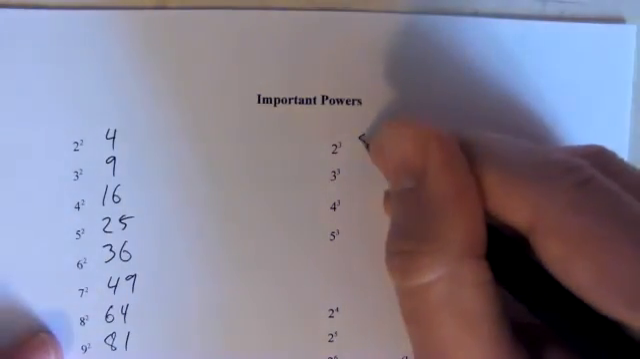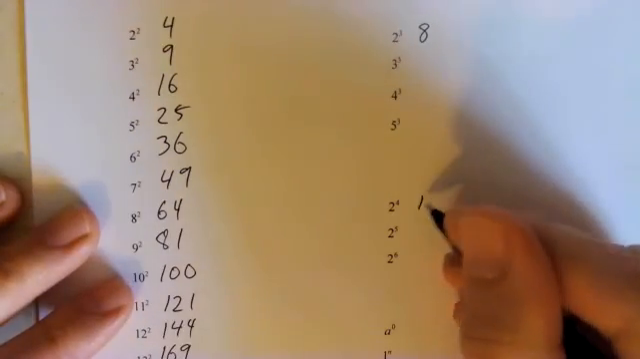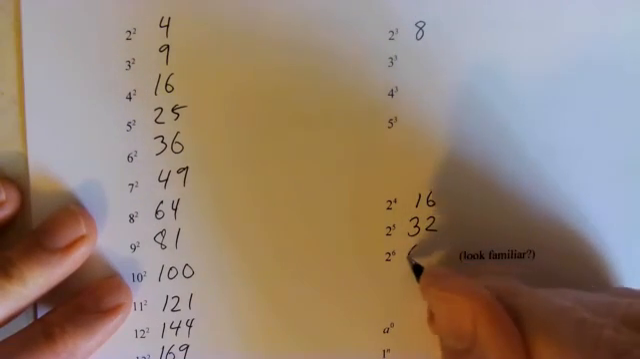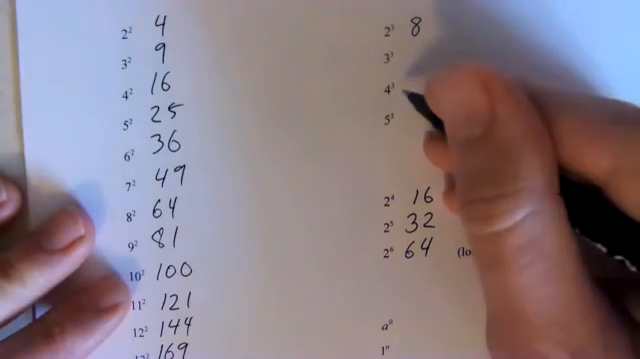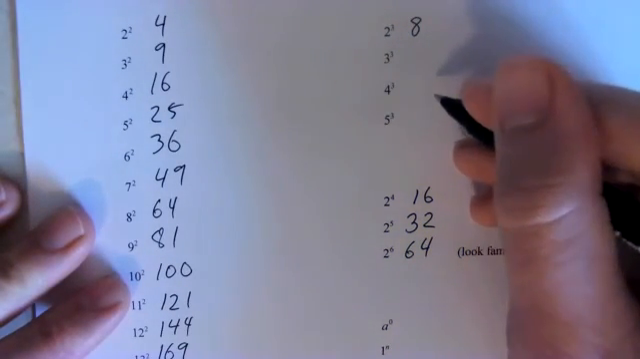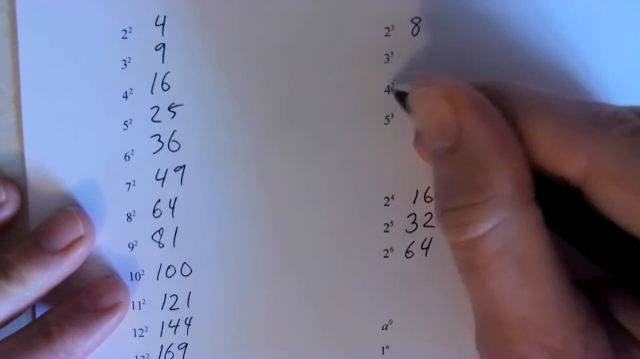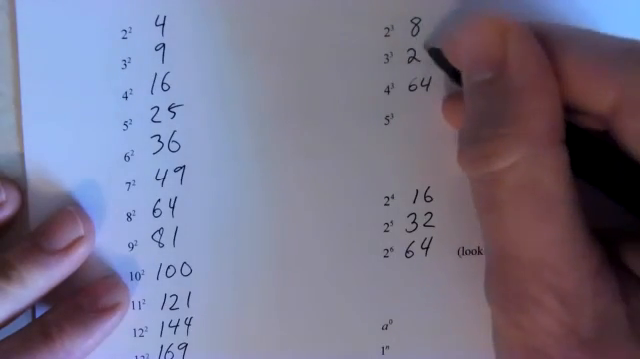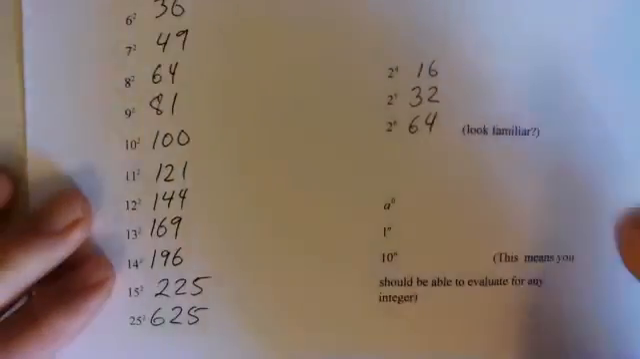2 to the third is 8, and really you should know a lot of powers of 2. 2 to the fourth is 16. We've got a 32, and we've got a 64 over there. Why would that look familiar? Because 2 to the 6 is the same thing as 2 squared to the third. Well, 2 squared is 4. 4 to the third, therefore, is 64 as well. There's a 27 and a 125, rounding out those.